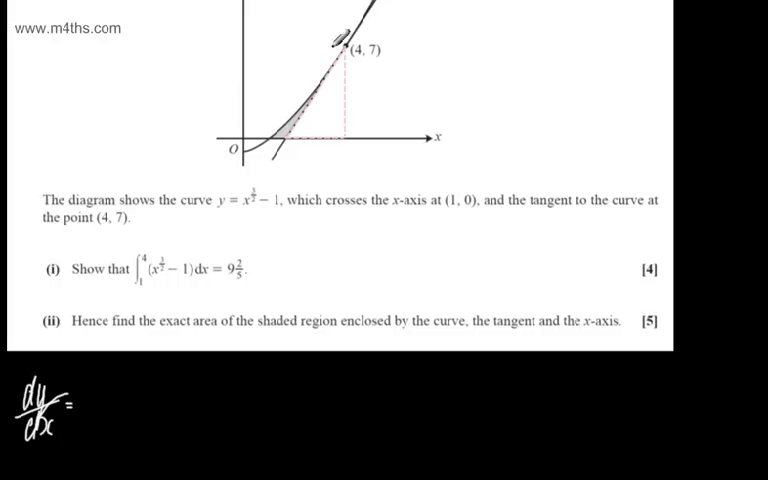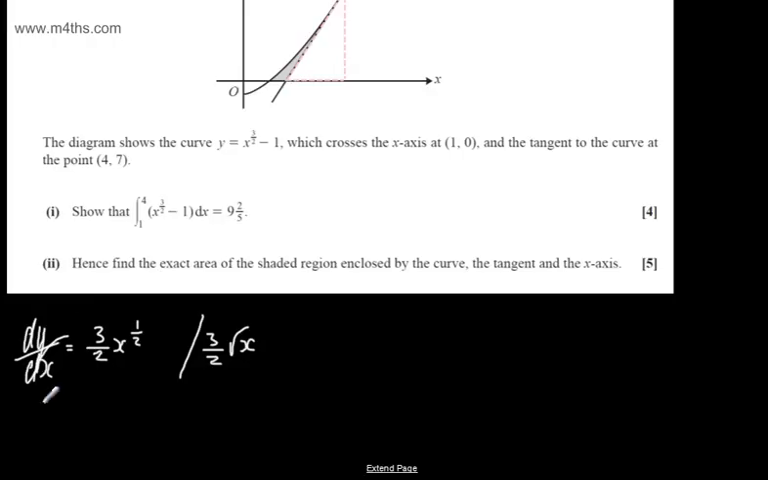So what I'm going to do is find the gradient of a tangent at the point where x is equal to 4. So we're going to have now x is x to 3 over 2. We will have now differentiating. This will be 3 over 2 x to the power of 1/2, or, if you like, 3 over 2 root x. Differentiating a constant will give us 0.